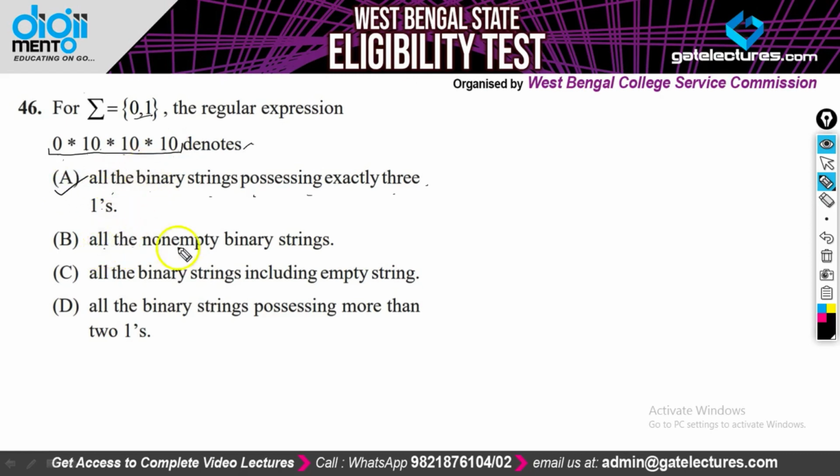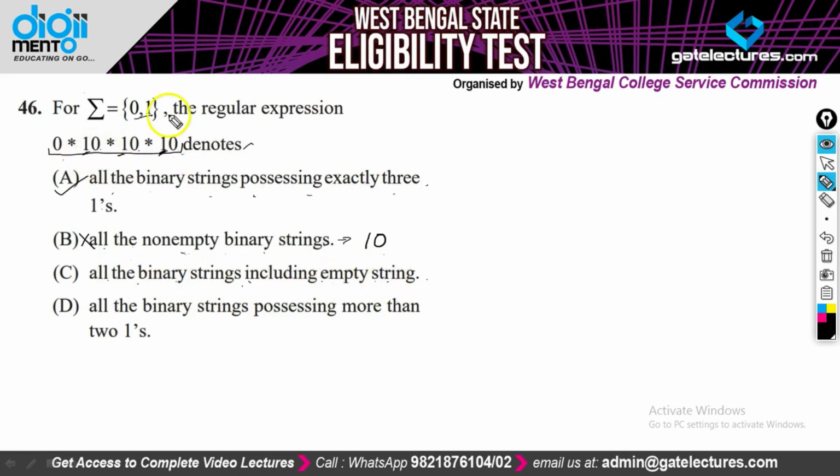Now, all the non-empty binary strings, but it has to be exact. According to this, even if I write 1 0, it is non-empty, so this would also be accepted. But if you look at the regular expression, this is not accepted, so option B is wrong. Now look at the third option, all the binary strings including the empty string. Okay, fine. Then again, same example, there has to be 3 ones. They are not focusing much on these factors, and it is saying all the binary strings including the empty string.